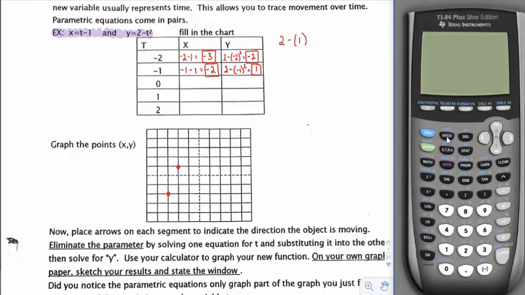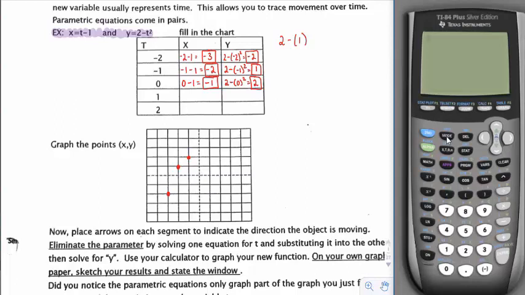Okay, so there's your second point. Next up, we're going to go t minus 1 again. I'll plug it in with a 0 for t. So that's 0 minus 1 is -1. And then we're going to plug in for our y value, so that's going to be 2 minus 0 squared, which is 2. So my next point is going to be negative 1, 2. So negative 1, 2 is right there.